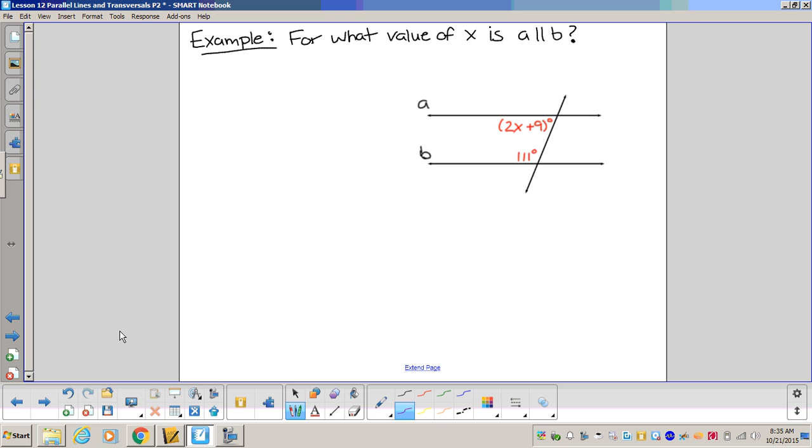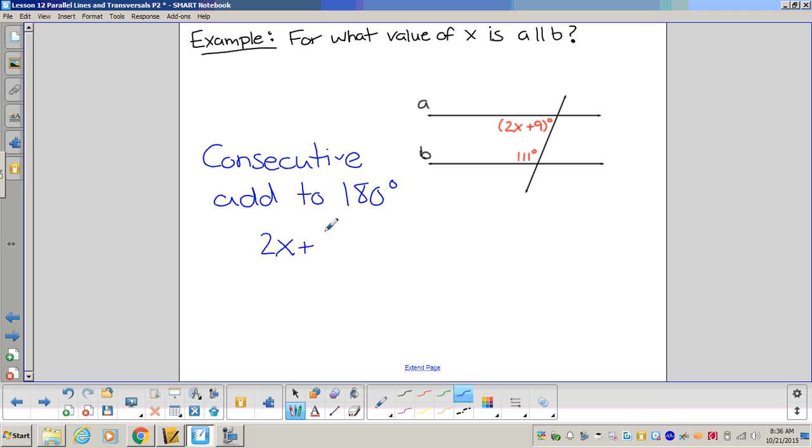Another way we can see this is we want to know what value of x in this picture is going to say that A and B are parallel. So we want A and B to be parallel. We'll look at what kind of angle pair we have. In this case, we have consecutive angles. And we know that if two lines are parallel, then consecutive angles are supplementary. So they add to 180. So we can write an equation here that tells us our two angles, 2x plus 9 and 111, add up to 180. And we'll just solve that for x.